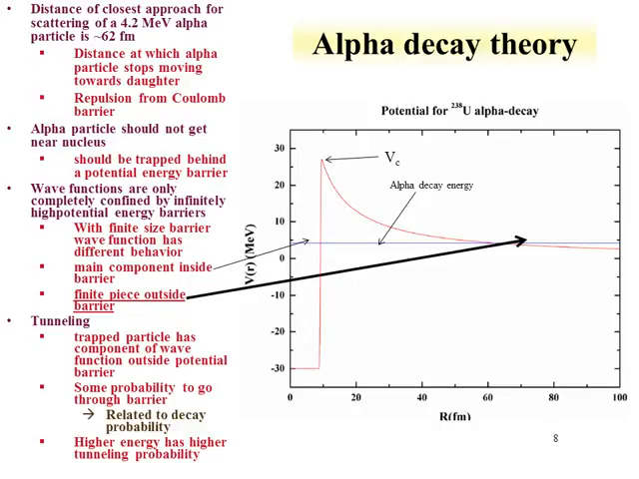In fact, we can show that this probability of penetrating the barrier has to be related to the decay probability. So we should be able to determine something about the decay constant related to this barrier.